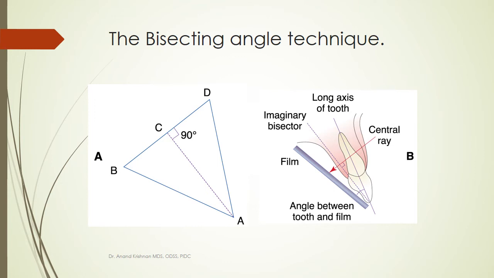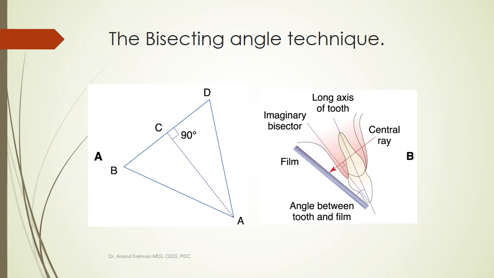So when this imaginary dotted bisecting line divides this triangle into equal halves, there are two triangles, and this dividing line forms the same angulation with both sides of the triangle. Then the line from A to B is equivalent to the line from A to D. So this is the principle here.